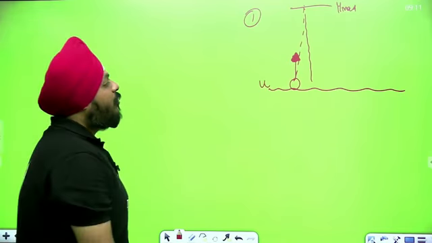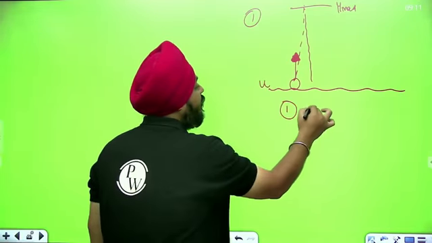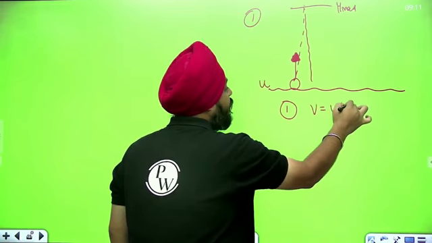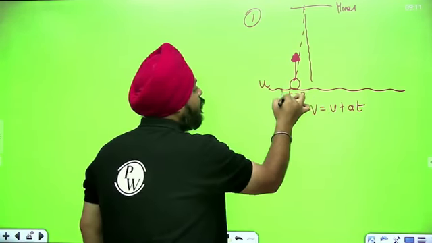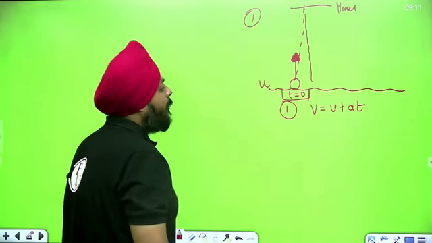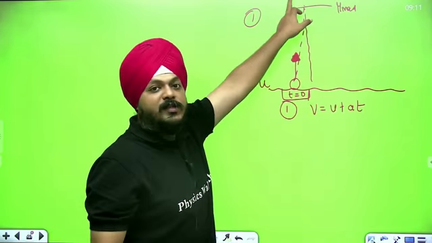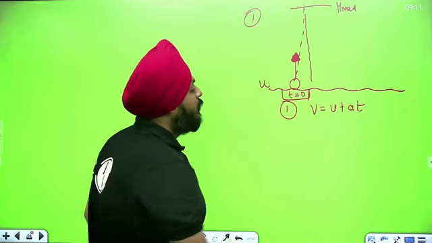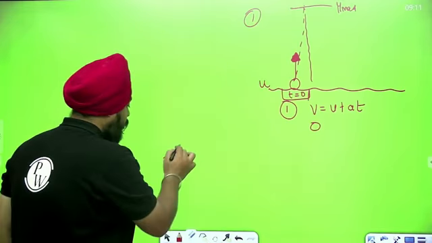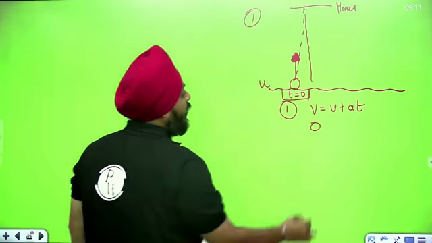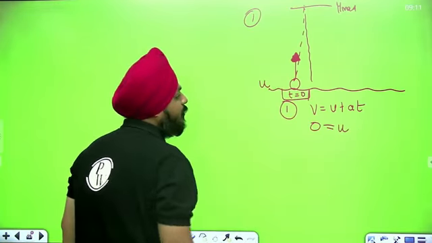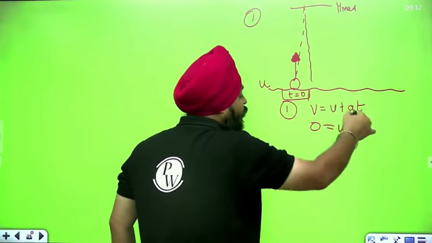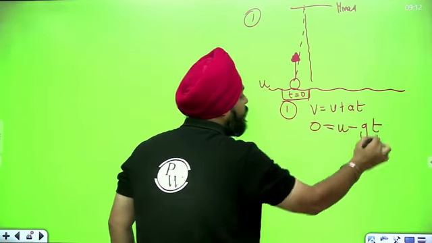So how to write down the first equation of motion? The first equation of motion states v is equal to u plus at. This will be our reference point, t is equal to 0, and with respect to this we are going to apply. v will be the final velocity at the top, 0. Initial velocity is directed in the upward direction, positive. Acceleration is g, which acts in the downward direction, so it is negative g.